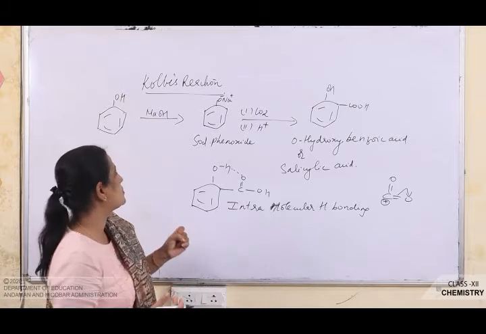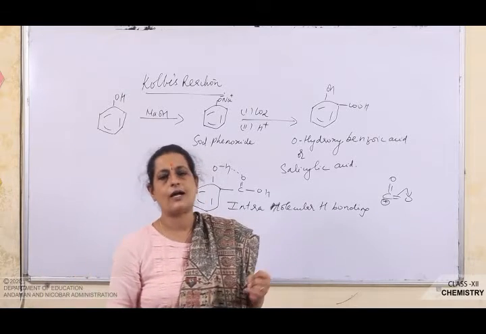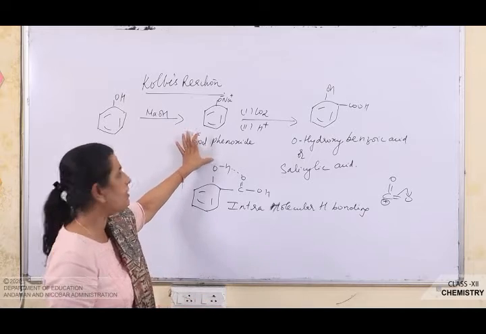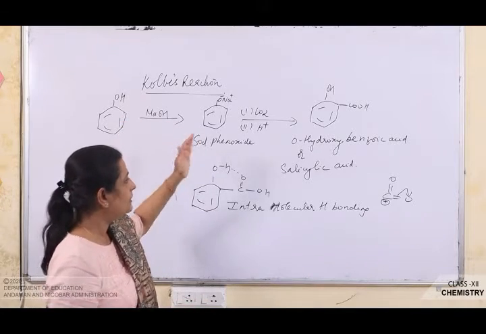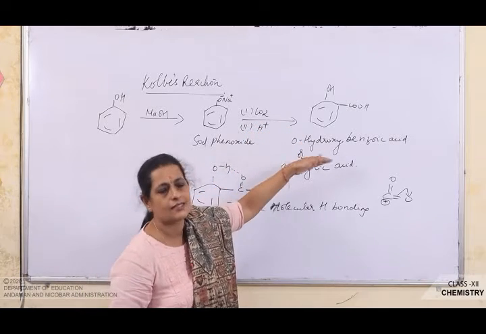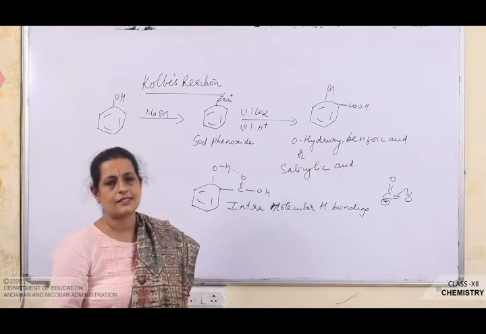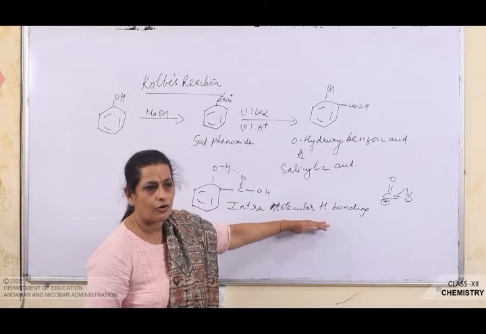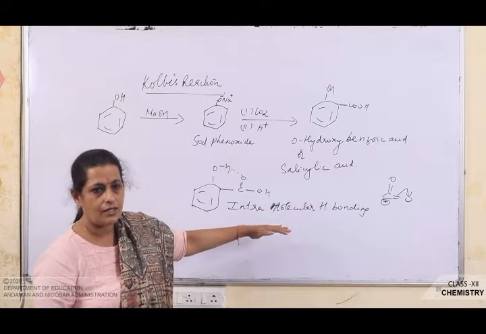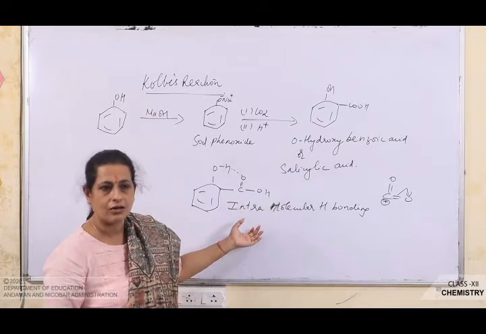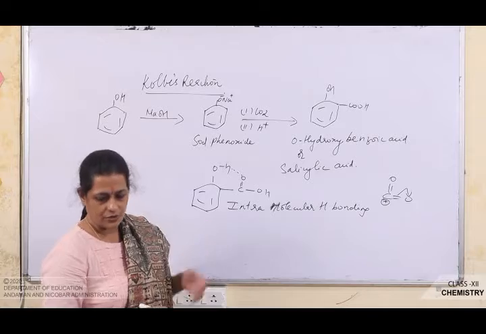So what is Kolbe's reaction? Reaction of phenol with sodium hydroxide to give you sodium phenoxide. Here this reaction is happening, why? Because phenol is acidic in nature. Then that on reaction with carbon dioxide followed by acidification gives you salicylic acid, and salicylic acid is the major product. Why? Because there is intramolecular hydrogen bonding, so the molecule becomes more stable, and if it is para hydroxy benzoic acid, that hydrogen bonding is not there. So this becomes the major product.